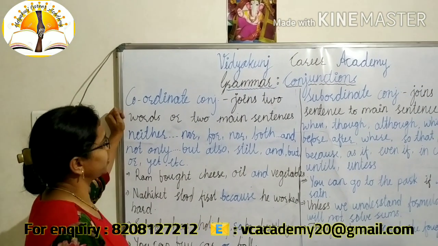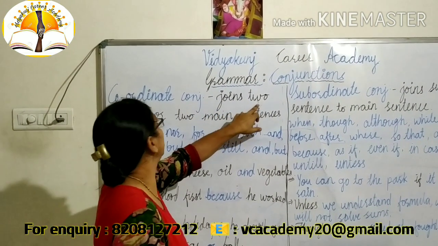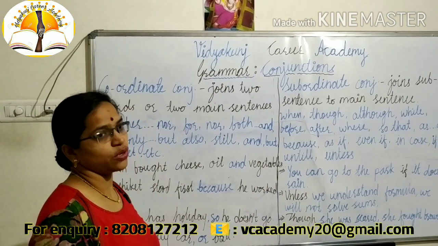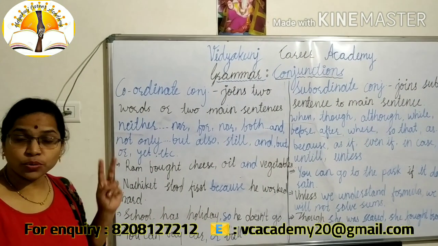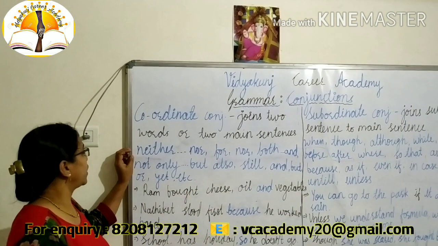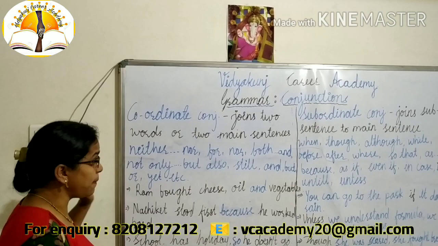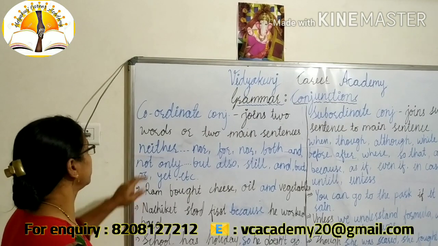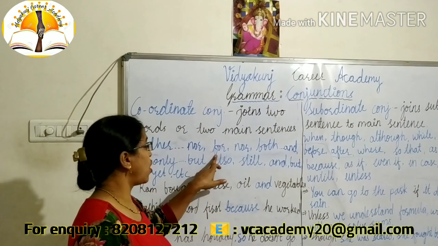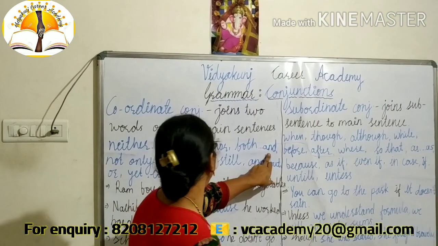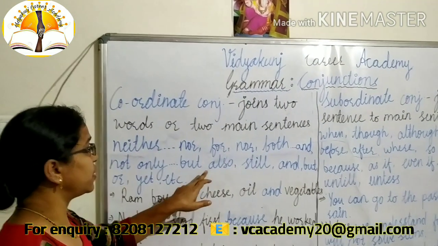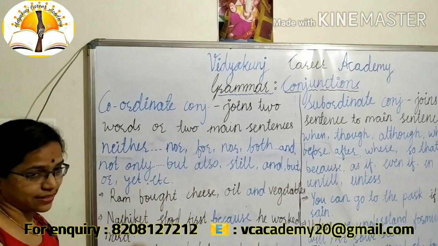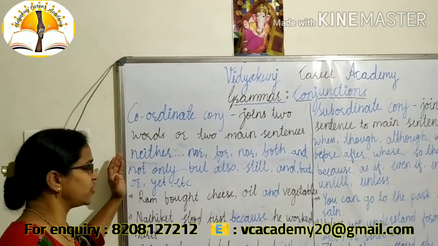Coordinate conjunctions join two words or two main sentences. I have written here some coordinate conjunction words: neither, nor, for, both, and, not only but also, still, and, but, or, etc. These are coordinate conjunctions.